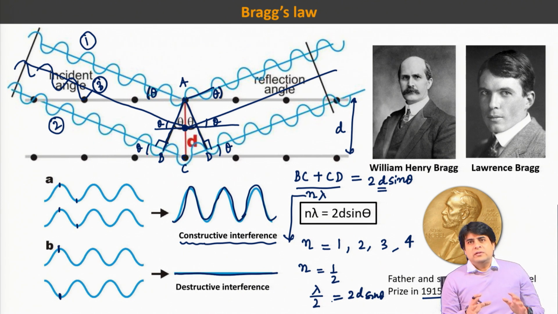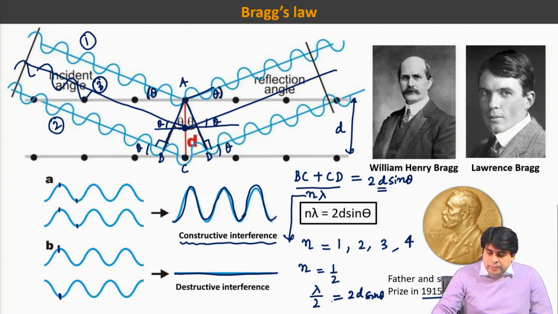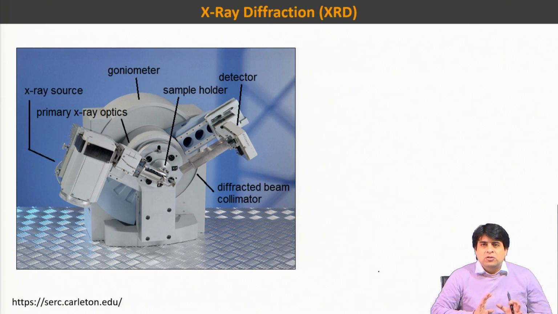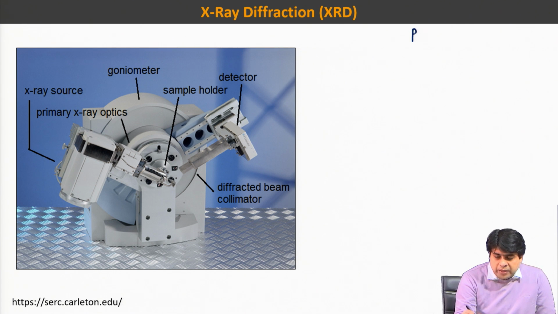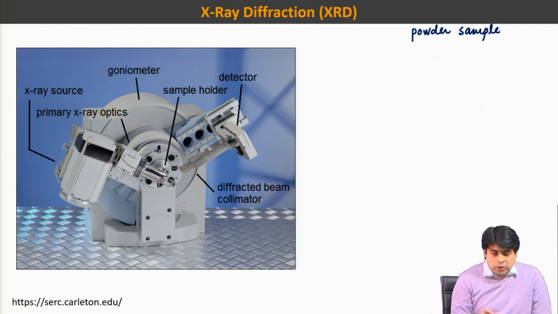So, that was a very simple principle derived by William and Lawrence Bragg, and we apply this Bragg's law to measure the crystal structure of a crystalline material. What we do is make a powder sample. So, we take a powder sample and put the powder sample in the instrument.